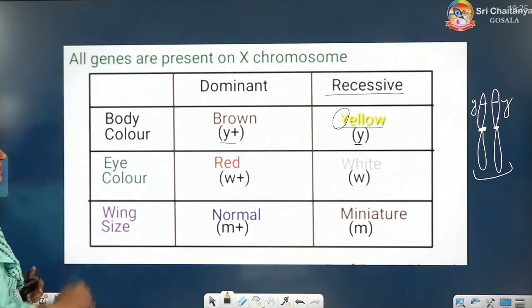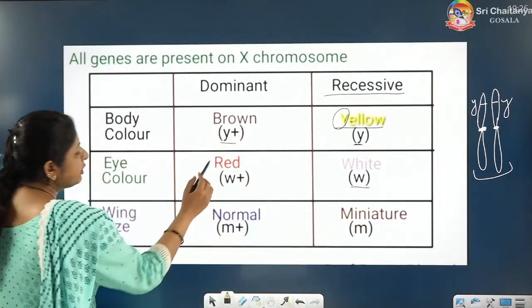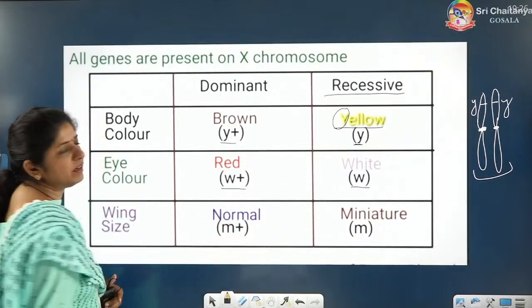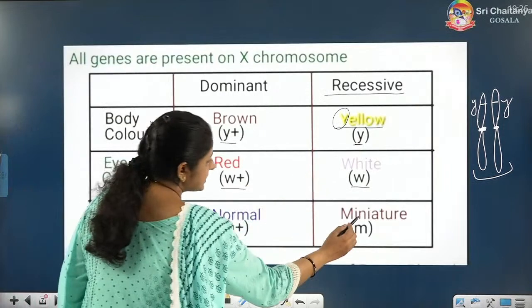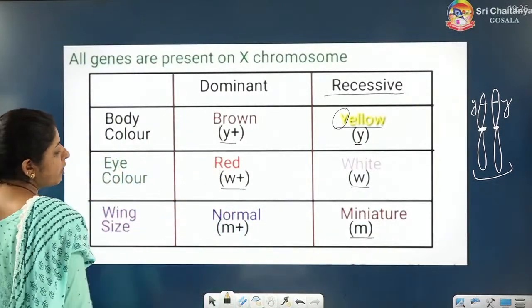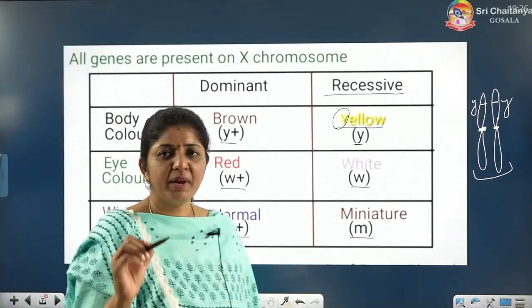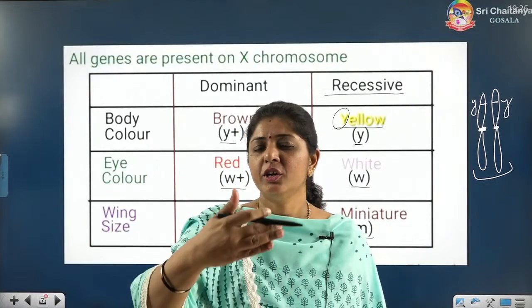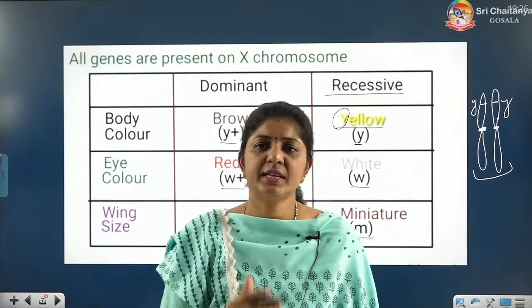And for the eye color, what is the recessive? White, so we go with small w, and to show the dominant we write w plus. And for wing size, what is the recessive? Miniature, so we show it as m, and for the normal we write m plus. Where you are writing plus, that represents the dominant trait. Where you are not writing plus, that means a recessive trait.